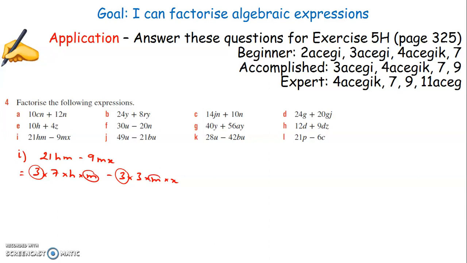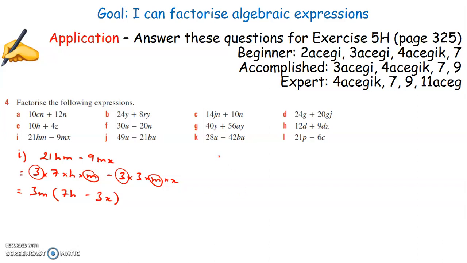and also the letter m as well. So let's take 3m outside as a common factor, and the first term we have 7h left, and for the second one we have minus, bring the minus inside, and 3 and x, so 3x. So this is our answer for I.